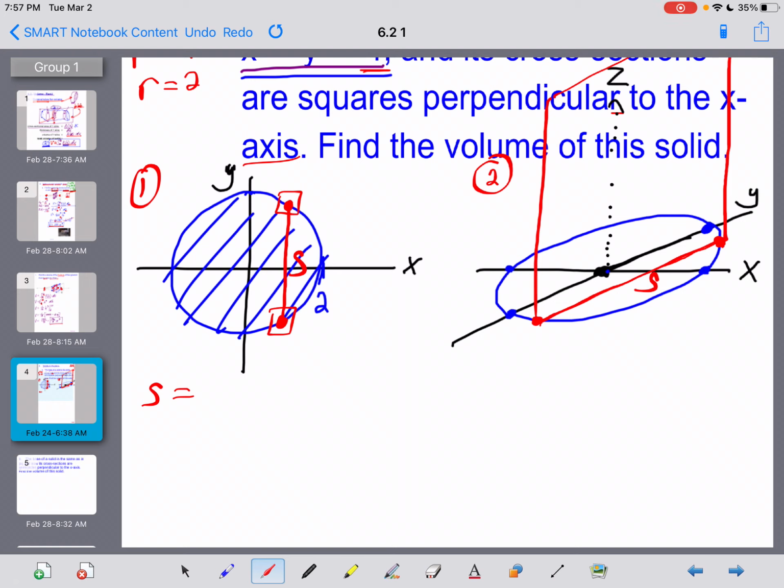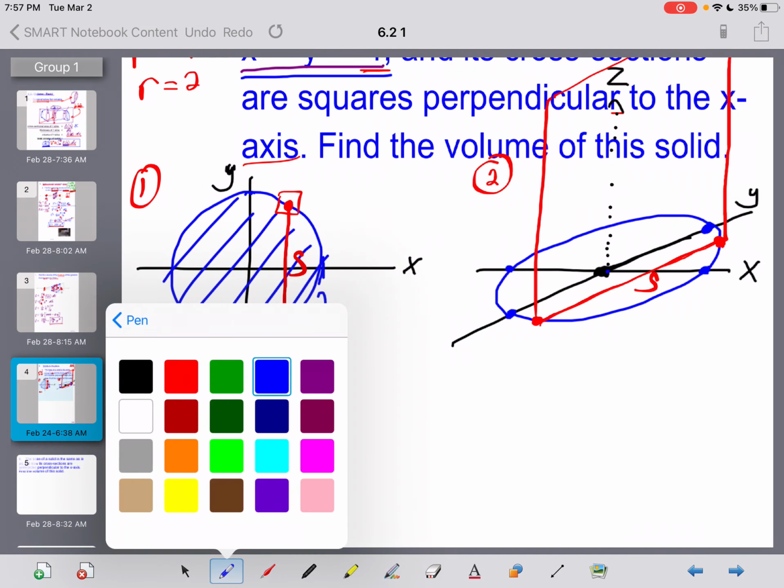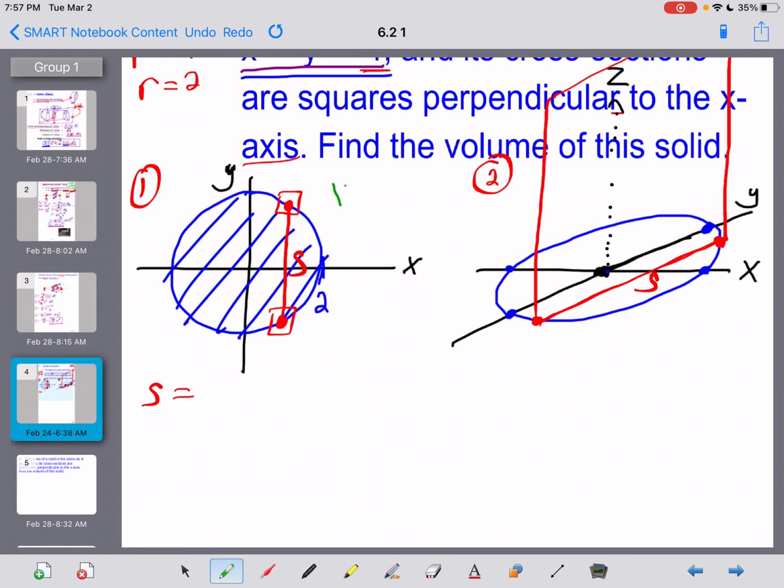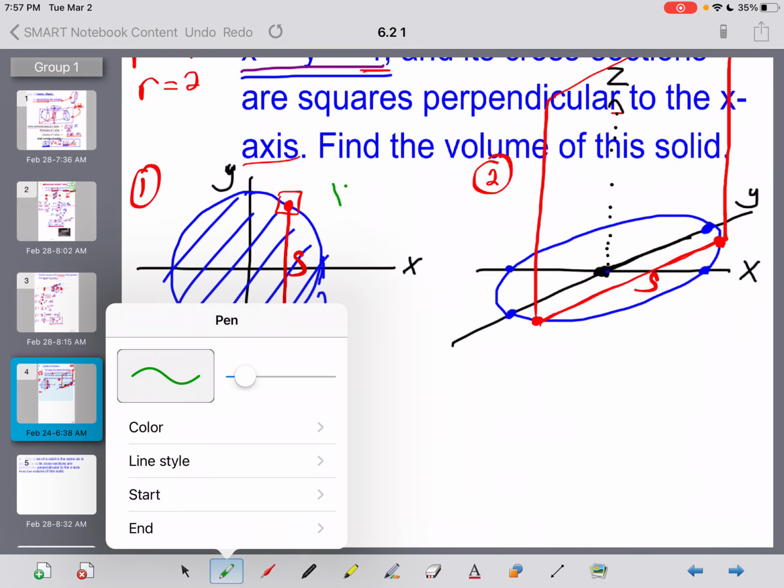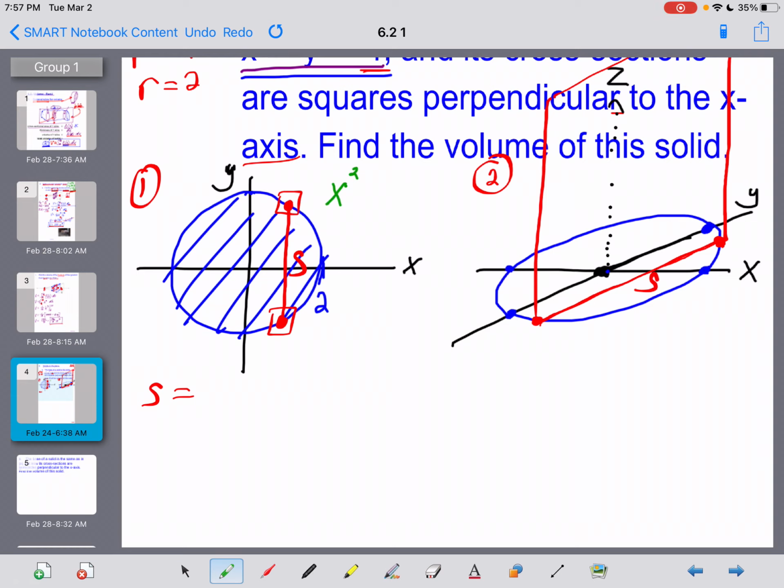Now, this is a little bit tricky here. I'm going to switch to green for just a second. Remember that the equation of the circle, everybody, was x squared plus y squared equals 4. Since this is going to be a dx problem, I want to solve this for y. So we get y squared equals 4 minus x squared. And we'll take the square root of the left and the square root of the entire right side. You can't do that term by term, everybody. And we get y equals plus or minus the square root of 4 minus x squared.